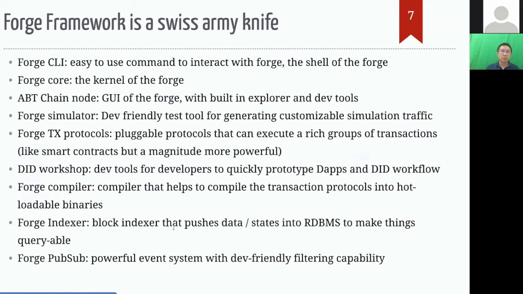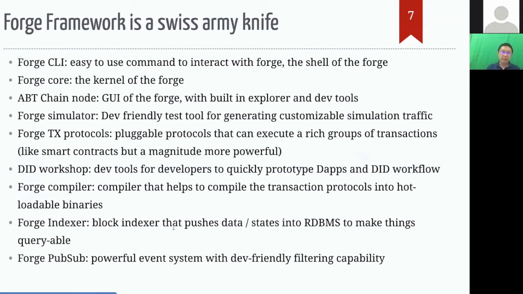To support transaction protocols, we have our own Forge compiler. It is a compiler to compile the source code of the transaction protocol into hot-uploadable and upgradable binaries, which you can send a transaction to deploy this protocol in your network. To make the data more queryable, we have Forge indexer to index all events and state that happened in the chain.